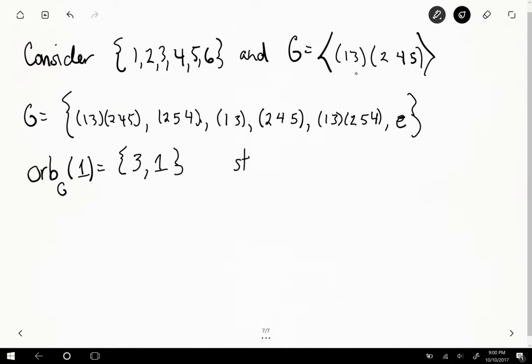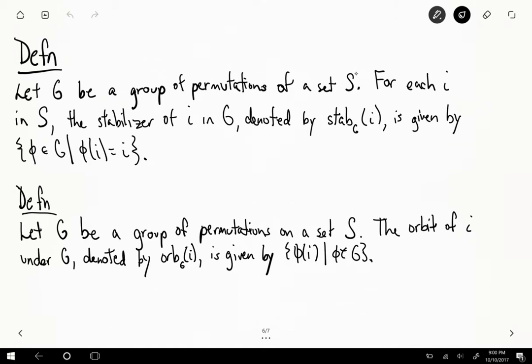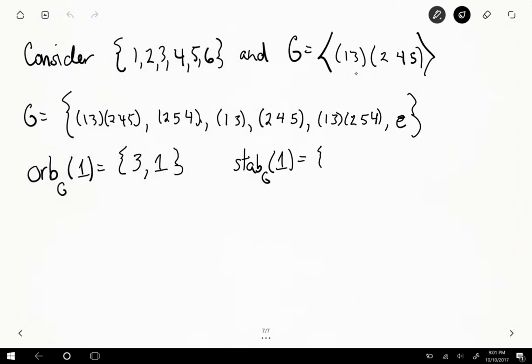What's about the stabilizer in G of 1? What does that happen to equal? Well, in this case, what should we be looking at? Well, we're looking at the permutations in this case from your notation. So you're looking for the permutations in G that fix that I. So what are the permutations that fix 1?